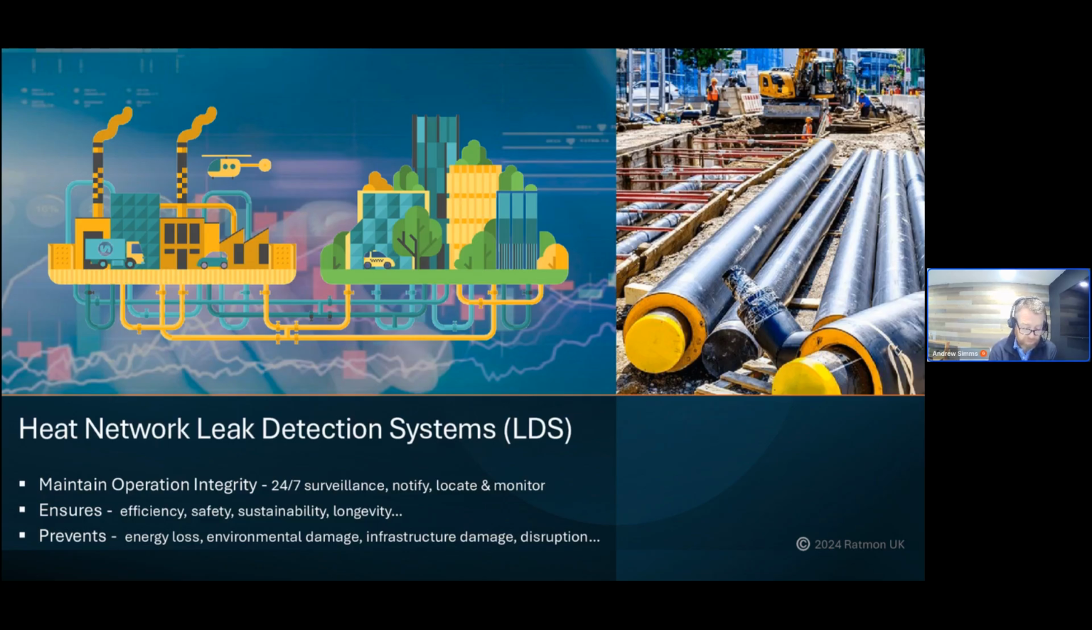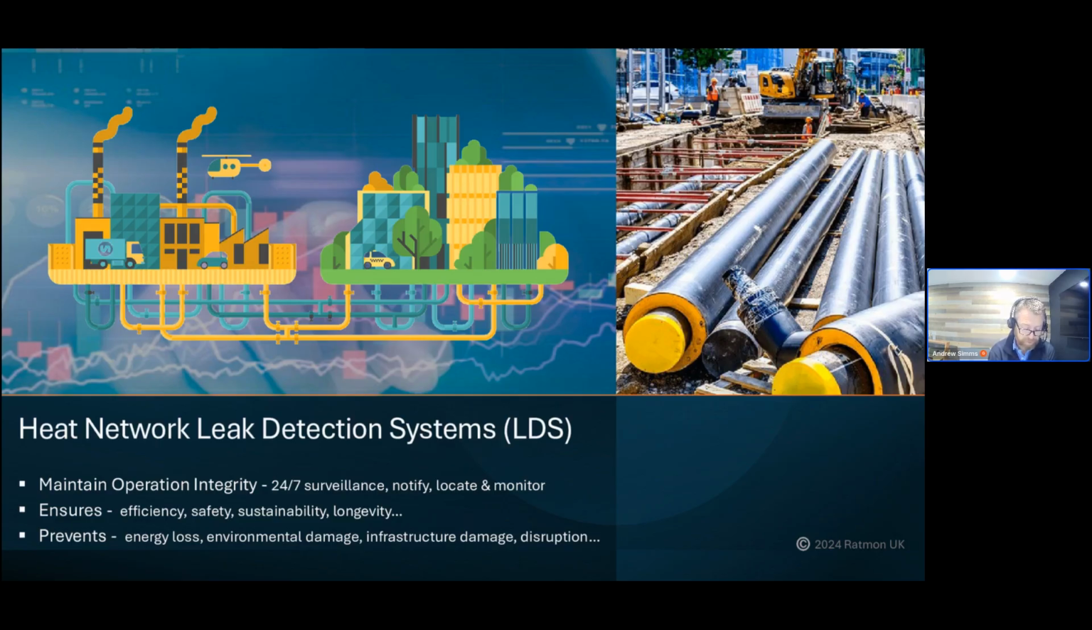So what does this ensure? Leak detection systems deliver a range of critical benefits for heat networks. 1, operational efficiency by preventing energy losses and optimizing performance. 2, continuity of supply, ensuring customers receive uninterrupted service and heat delivery. 3, enhanced safety, identifying potential risks before they escalate into major issues.